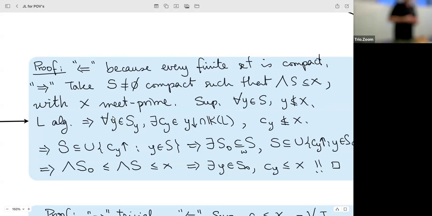Not sure why the meet of S0, a finite set, is something below the whole set S. Is this the problem? Yeah, I see. S0 is a subset, so the meet is not going to be smaller. We can check later. Yeah.